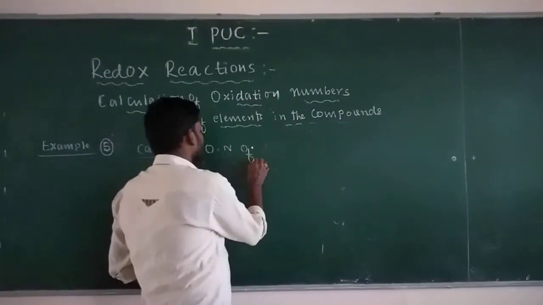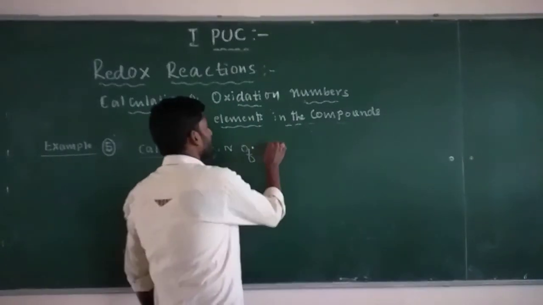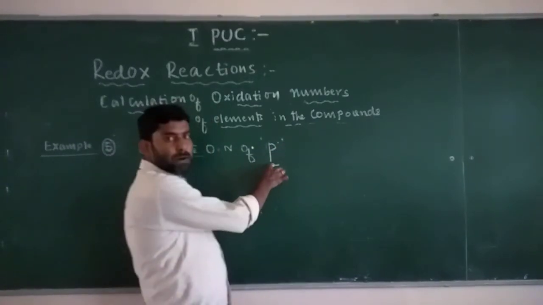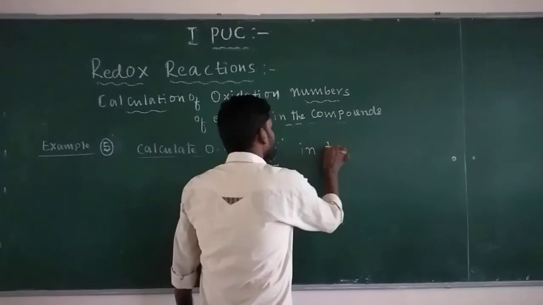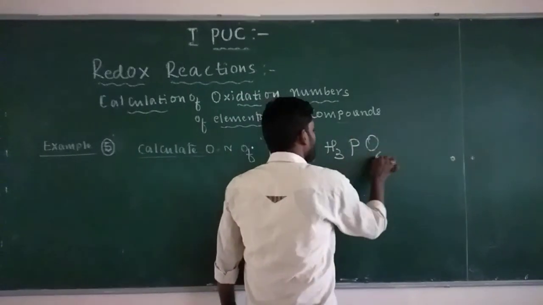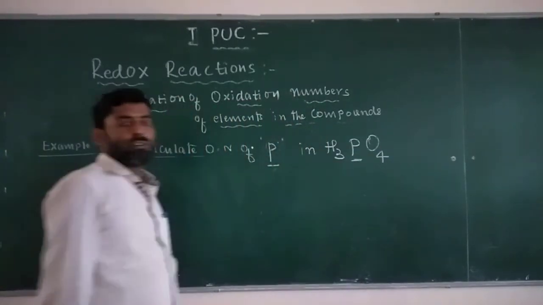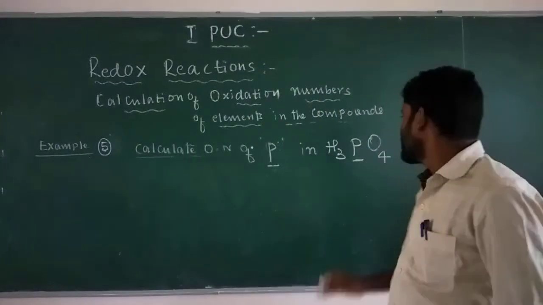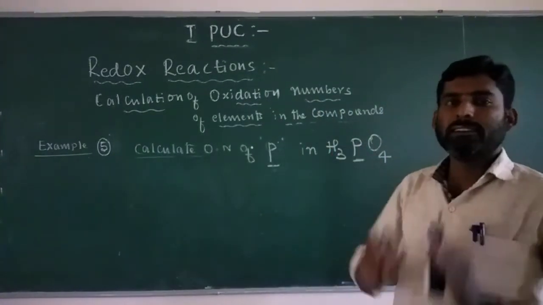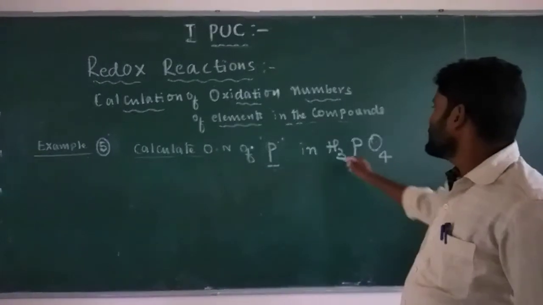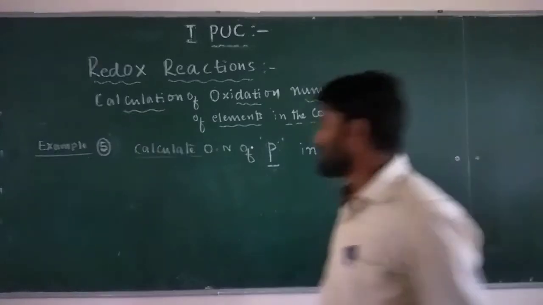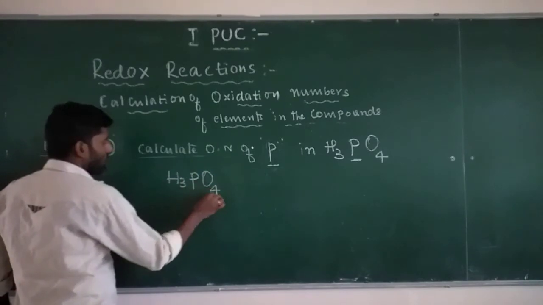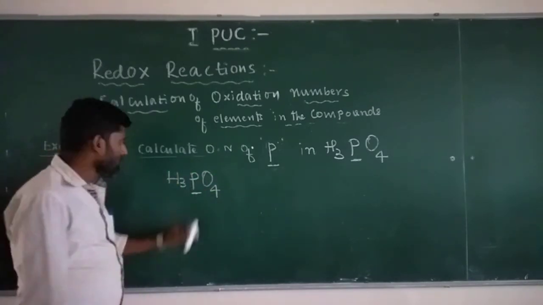Calculate the oxidation number of phosphorus P in H3PO4. In the rules we did not discuss the oxidation number of phosphorus, so we have to find it using the oxidation states of hydrogen and oxygen. Given the compound is H3PO4, we don't know the oxidation state of phosphorus.